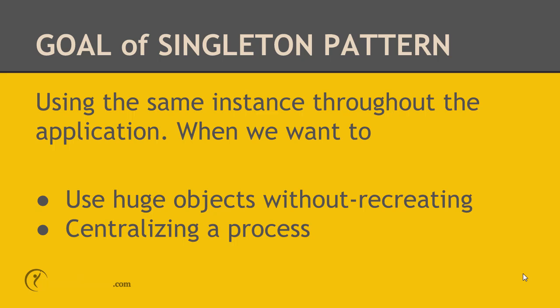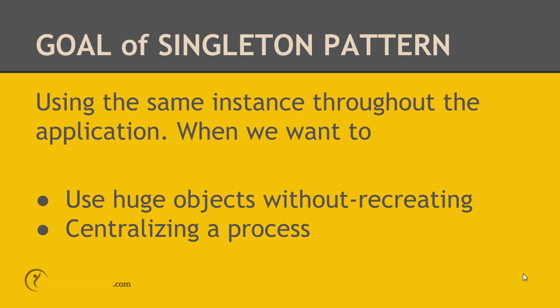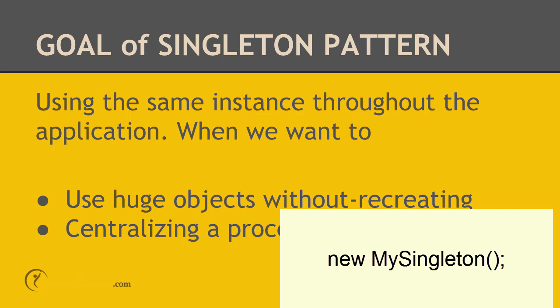When I say creation in Java language, constructors must come into your mind. For limiting the creation of this object, we simply limit the usages of constructors. So we hide the constructors from the external world. So we change the access modifier of the constructor to private. When we hide the constructors, there will be no way to create an instance of this class with new keyword.